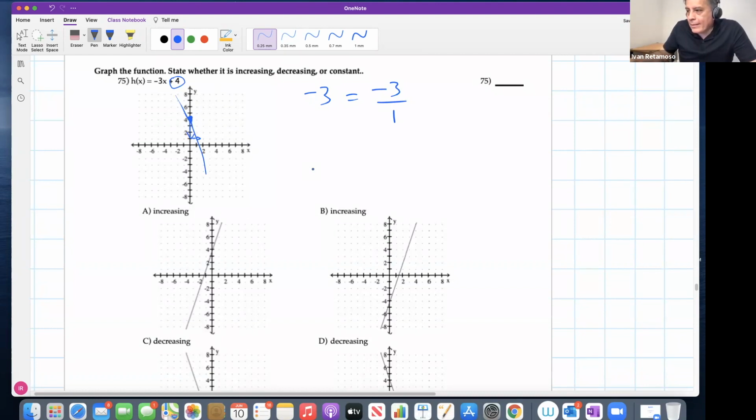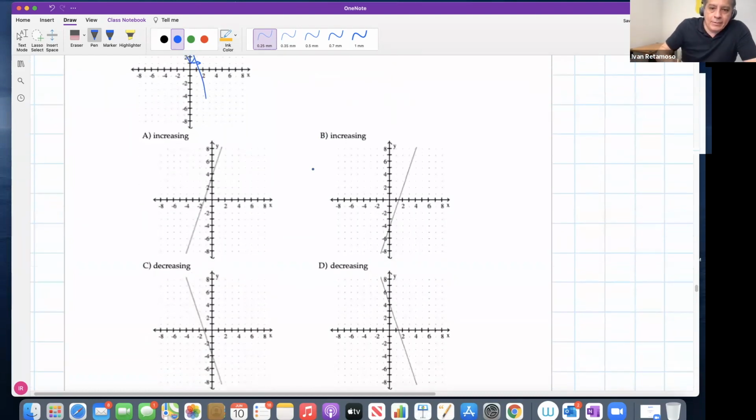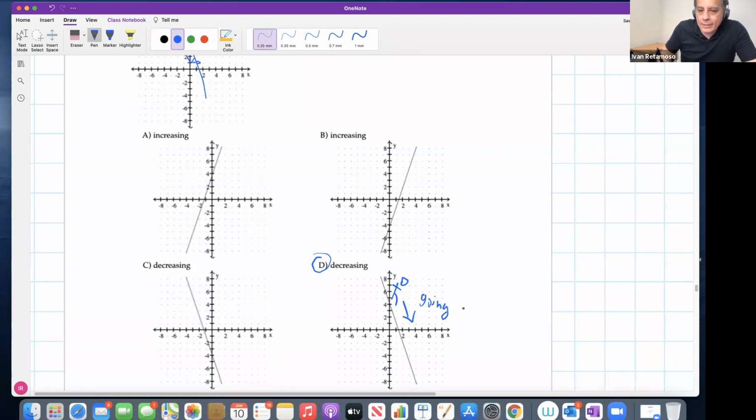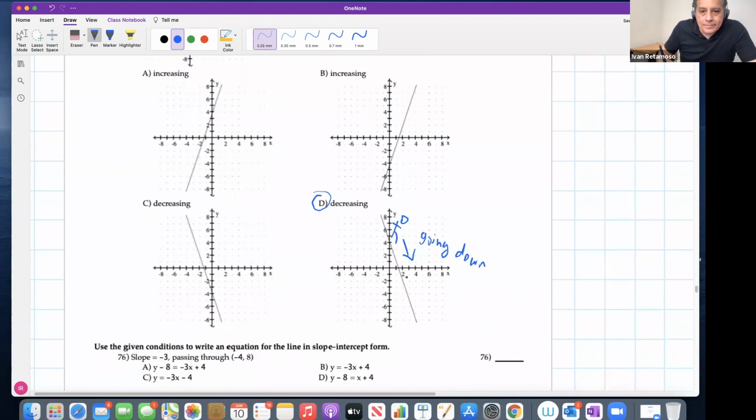So I think we're okay with that. It's decreasing because if you walk along the line from left to right, you are going down, and going down means decreasing. Very good, guys. So this is it.